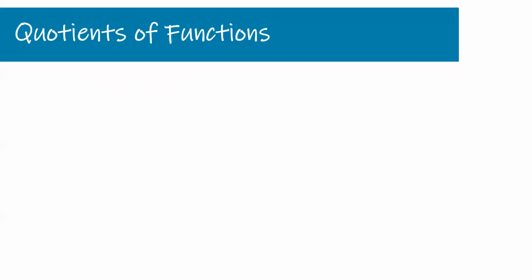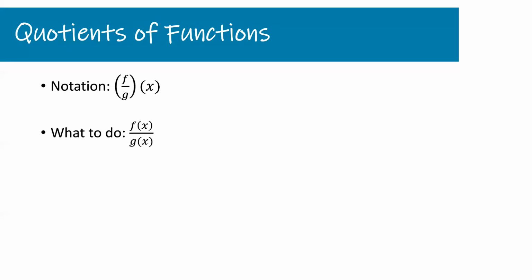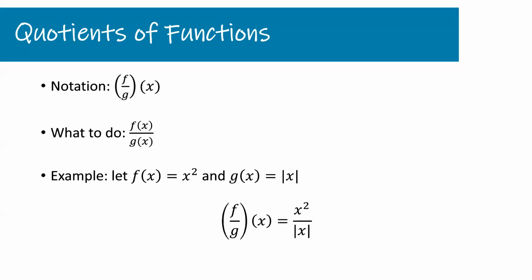And lastly, we can have quotients of functions. To get a quotient of a function, you're going to have f divided by g of x. And probably like you guessed, you're going to divide f of x by g of x. So using our trusty example that we've already seen, where f of x is x squared and g of x is the absolute value of x, you're just going to put f of x over g of x to get x squared divided by the absolute value of x. Again, that could probably be simplified a little bit more, but that's not the highlight of our topic today. So take a few moments and digest. Hopefully that's one of the simpler things we've done so far.